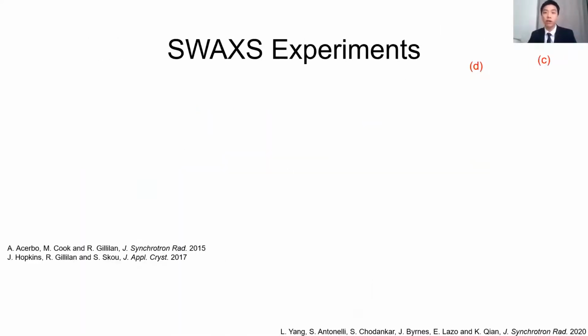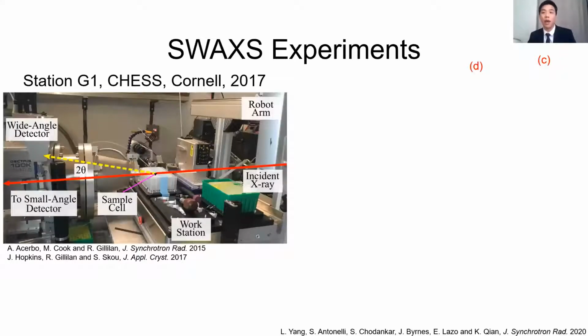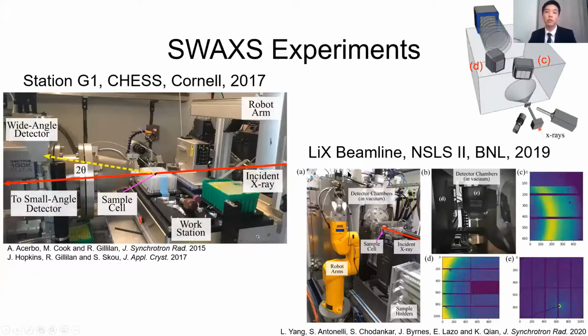Small and wide angle X-ray scattering experiments are usually conducted at the same time. Here's the setup at G1 CHESS in 2017, and we have the incident X-ray beam from the upstream and the sample cell sitting in the vacuum. The wide angle detector is very close to the sample cell right here, and the small angle detector is further downstream. A similar setup is used for the LiX beamline at National Synchrotron Light Source 2 at Brookhaven National Lab. The wide angle detector sits in the vacuum as the panels C and D here, and they can record the water peak, which sits at Q equals 1.5 to 1.8.